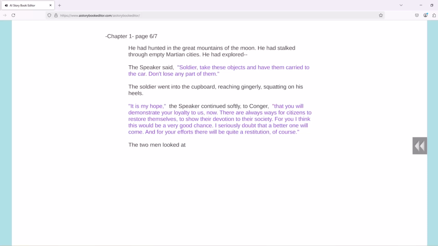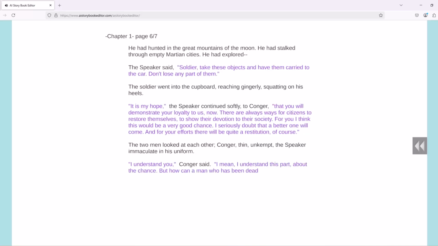The two men looked at each other, Conger thin and unkempt, the speaker immaculate in his uniform. "I understand you," Conger said. "I mean, I understand this part about the chance. But how can a man who has been dead two centuries be...?" "I'll explain later," the speaker said. "Right now we have to hurry."